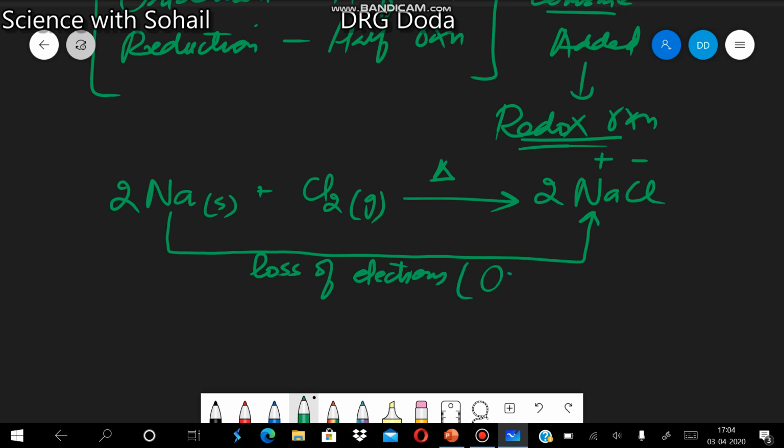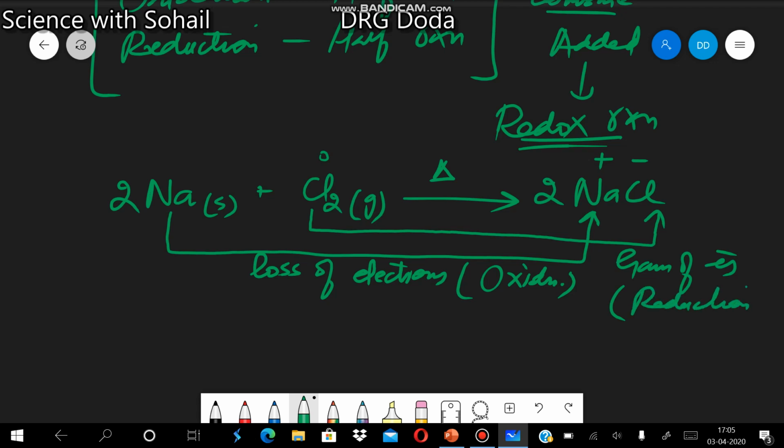And loss of electrons is called oxidation. And if we look at the chlorine, chlorine changes from zero oxidation state to -1 oxidation state, and it is by the gain of electrons. And gain of electrons is called reduction. So when sodium and chlorine react to form NaCl, sodium undergoes oxidation and chlorine undergoes reduction. Therefore, this is a redox reaction.